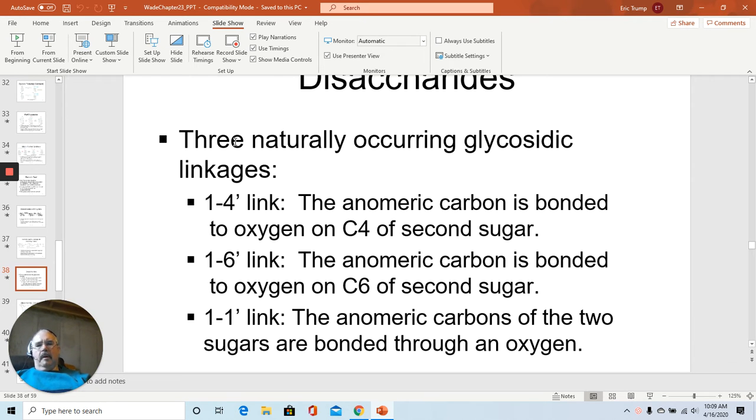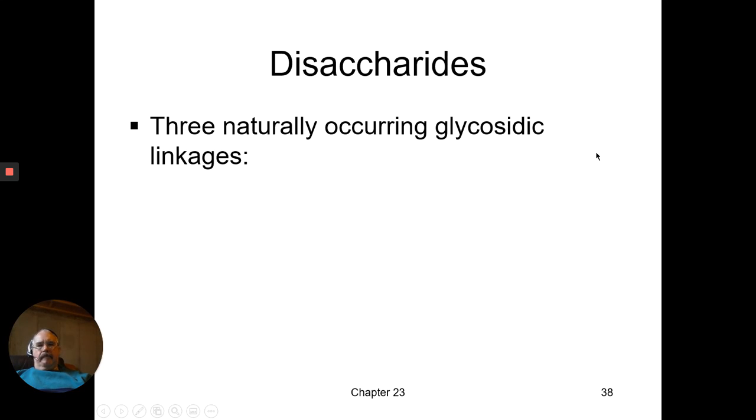All right, continuing with our discussion of carbohydrates. We're now going to turn to disaccharides.